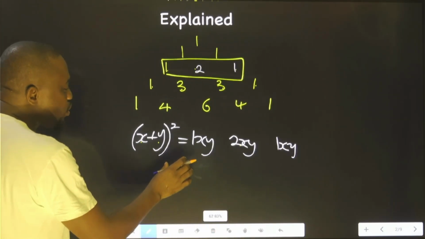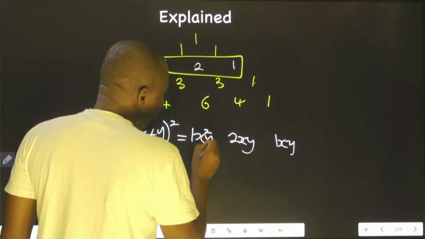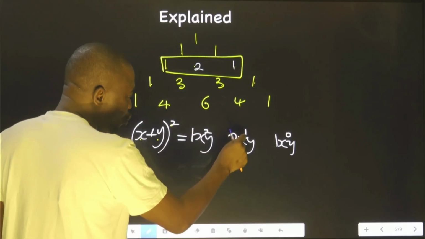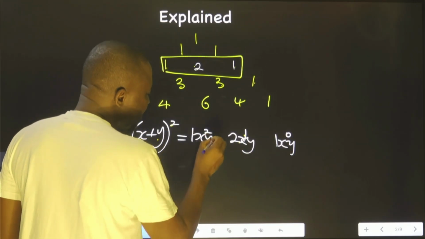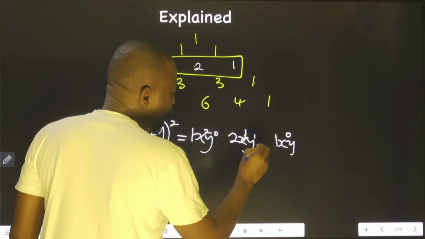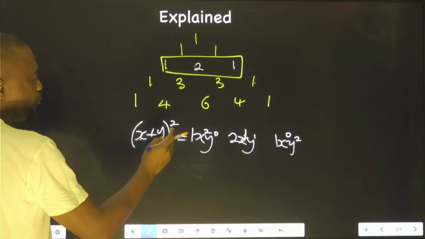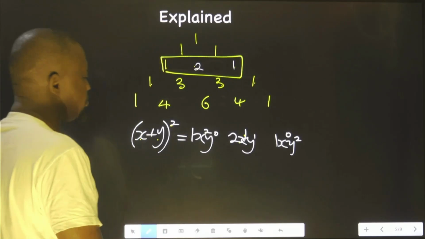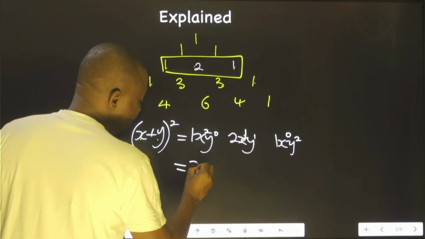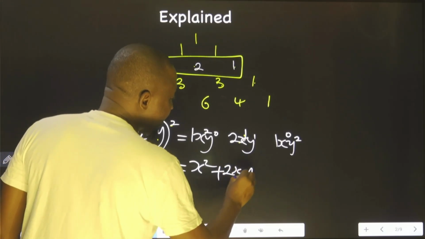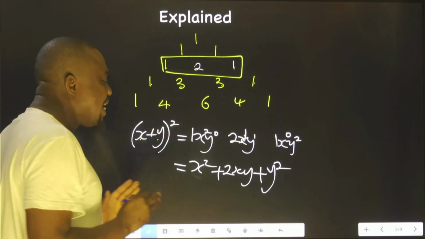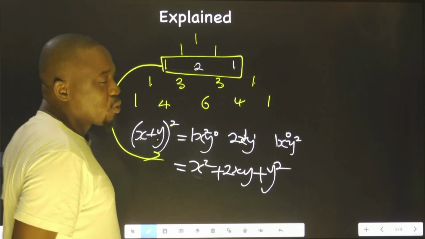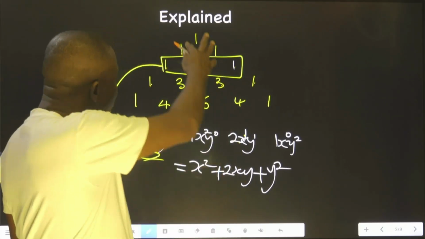Then, looking at these, we put 2 here, we put 1 here, we put 0 here. That is, from 2, we reduce. Then for y, we put 0, 1, then 2. For y, we increase from 0. For x, we decrease from 2. If you solve this out, this is x squared plus 2xy plus y raised to power 2. This was what we said was Pascal's triangle, that is, using this pattern.